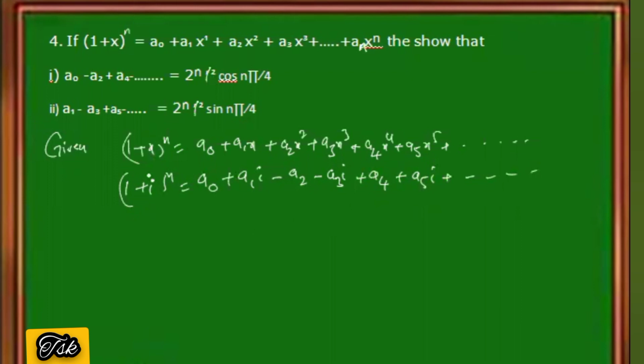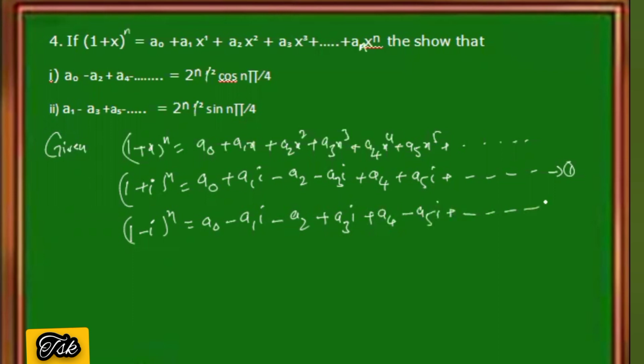So if you consider x is equal to minus i, this becomes (1 minus i) whole to the power of n. This is equation number 2: a0 minus a1 i, minus a2 since i squared is minus 1, plus a3 since i cubed is minus i, a4 since i to the power of 4 becomes 1, and then (minus i) to the power of 5 becomes minus i into i to the power of 4, that becomes minus a5, and so on.